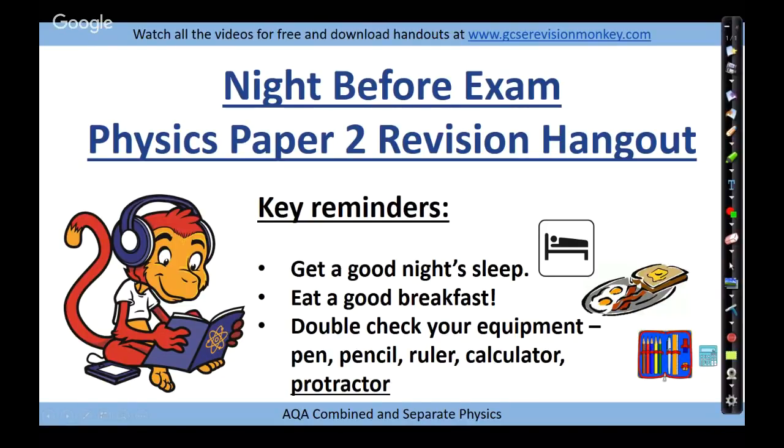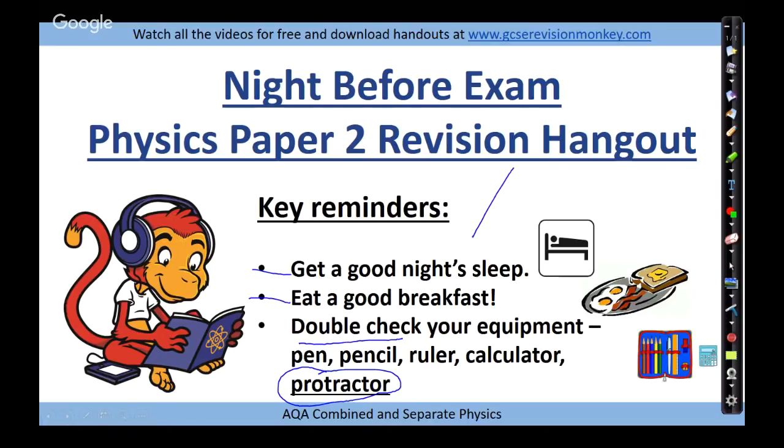Okay, so a couple of reminders before we get going. I know you'll be in good practice for this, but get a good night's sleep tonight. Eat plenty of food. Come in and get a good breakfast with us if you want to. And this last one, double check your equipment today, because for this physics paper, this is the paper that you need your protractor for. Okay, and we're absolutely sure you're going to need your protractor for this exam.